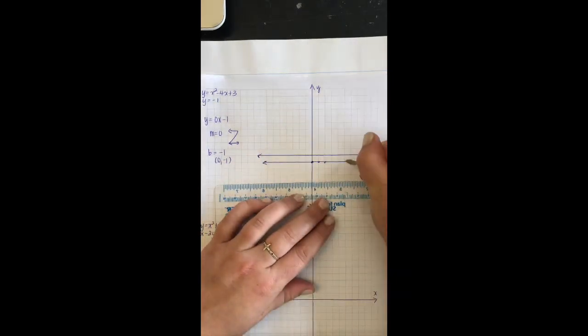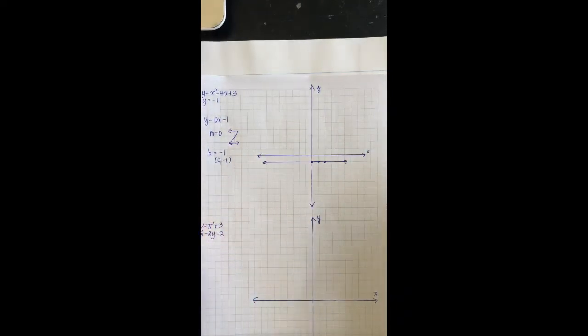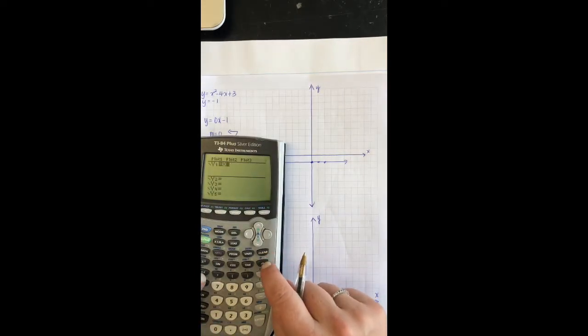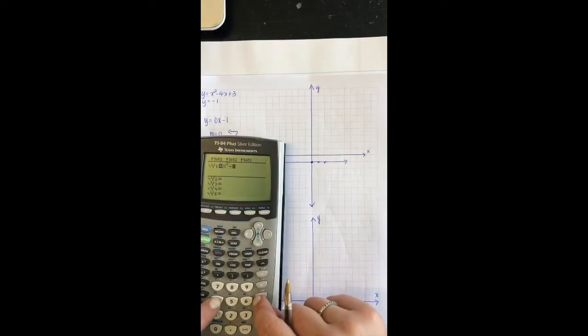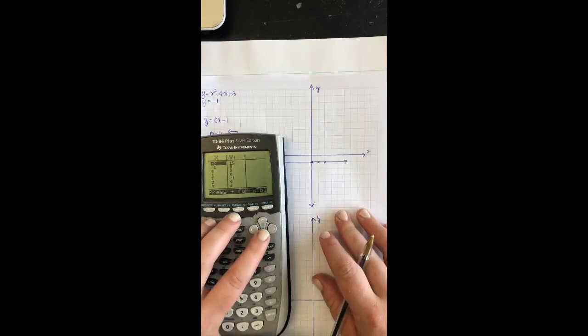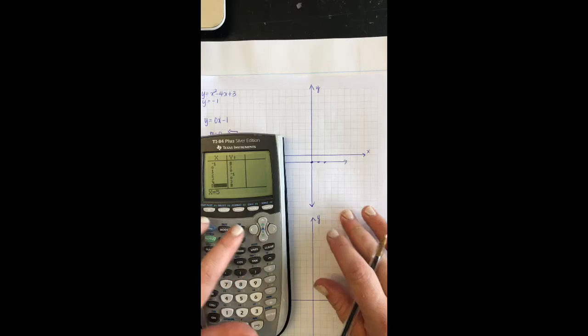Okay, not to be confused with the x-axis, by the way. Then for my parabola, same as always, go to y equals, plug in the function, y equals x squared minus 4x plus 3, and take a look at your table of values. Look for where the values start to repeat.